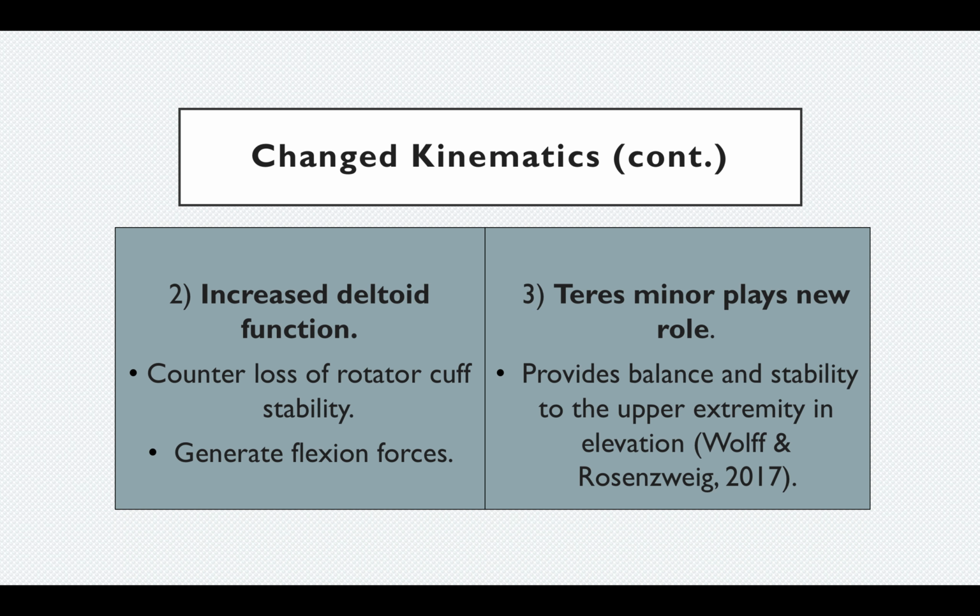Another change in the kinematics of the reversed shoulder is the increased function of the deltoid. The deltoid is tensioned in such a way to help counter the loss of the rotator cuff stability and generate flexion forces through the posterior fibers of the deltoid. The teres minor also now plays a new role in elevation, which is to balance and stabilize the upper extremity when it is elevated.